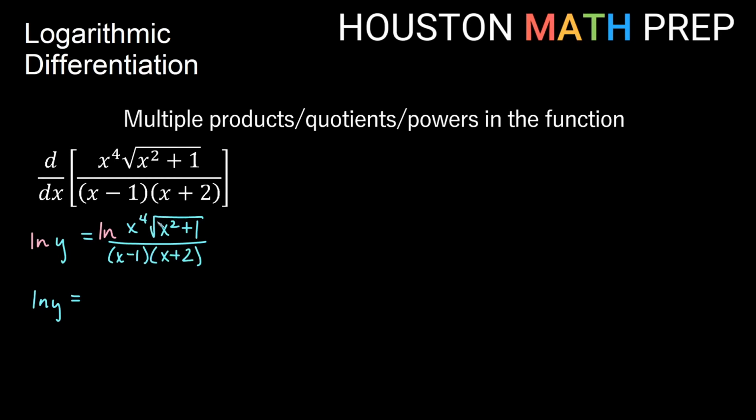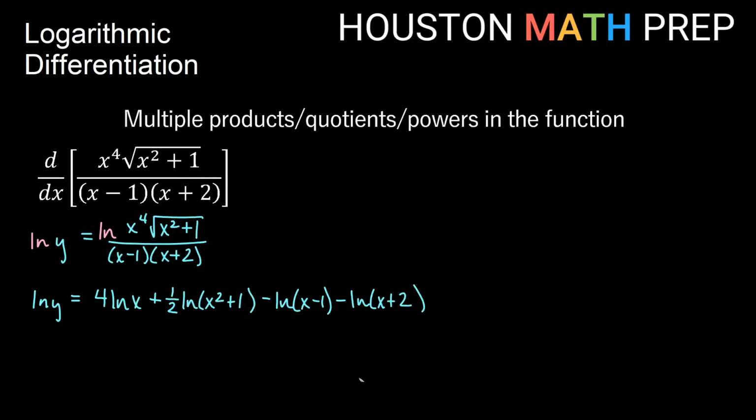And notice I've got some powers here, okay? So I have ln of x to the 4, but I'm going to go ahead and move that 4 to the front. So that first term is really going to be 4 ln of x plus, now this root, remember roots are 1/2 power, right? So that's like saying everything in the log to the 1/2 power. So moving that 1/2 power to the front, we'll actually say 1/2 ln of x squared plus 1. Now these are subtract on the bottom, so this will be minus ln of x minus 1 minus ln of x plus 2.